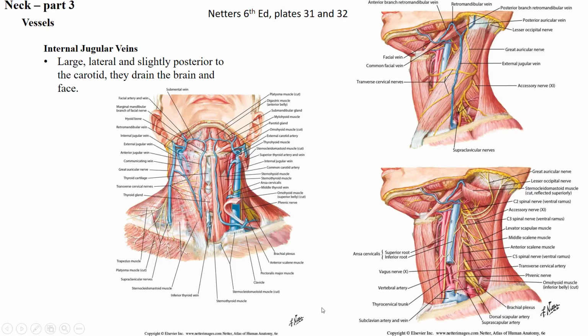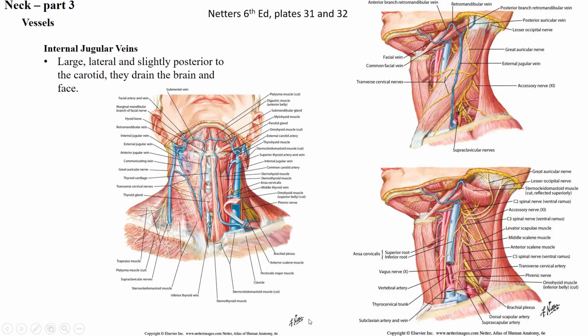In this third part of our neck lecture, we're going to cover the vessels and the glands, the esophagus and the tongue, and muscles and nodes as well. So let's start with the vessels.